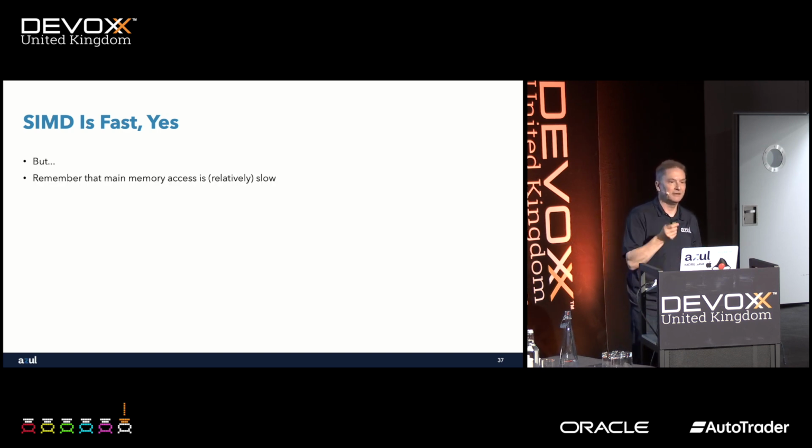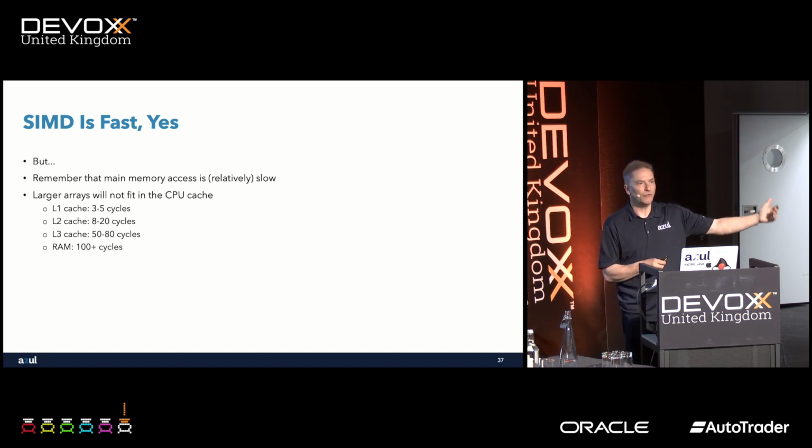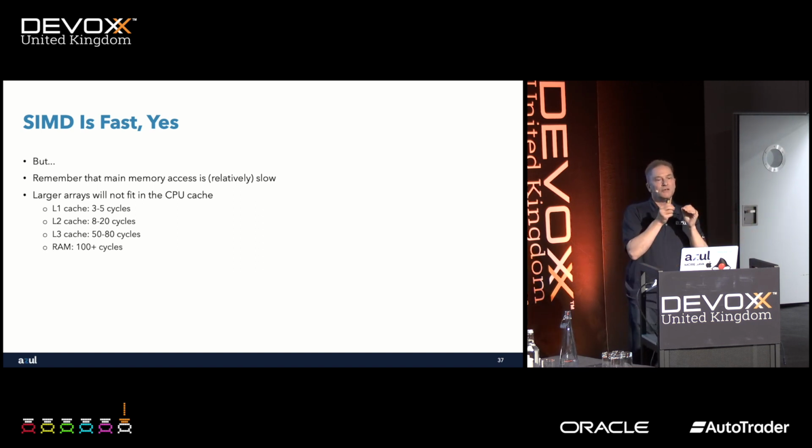But remember, main memory access is relatively slow. So we look at the typical times required to access different memory within our system. L1 cache, which is the fastest, takes about 3 to 5 cycles. L2 is 8 to 20, L3 about 50 to 80, and RAM realistically is well over 100 cycles. So the closer your data is to the processor, the more benefit you're going to get from being able to do these things in parallel.